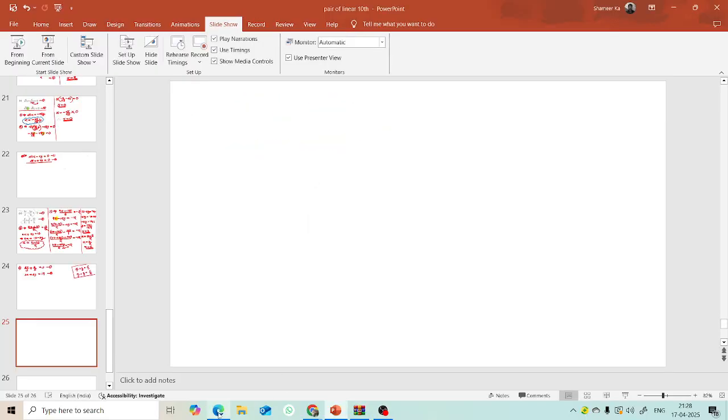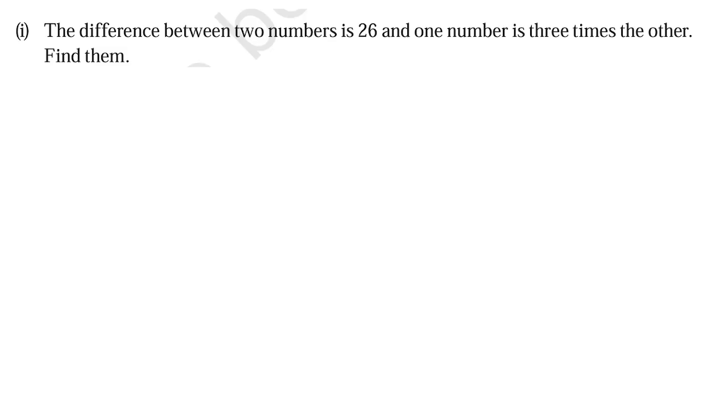So let me discuss the next question. Look at this question. The title is there, solve by substitution method. The title says, solve the following word problems by substitution method. The difference between two numbers is 26 and one number is 3 times the other. Find them. It's a very simple question.